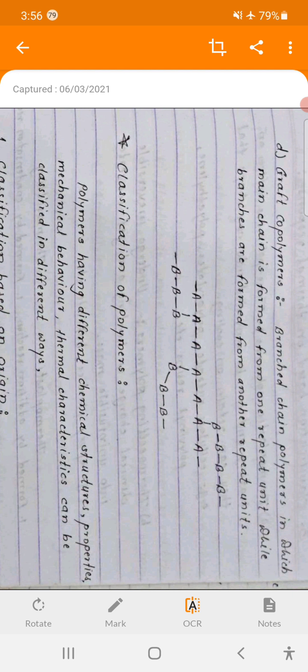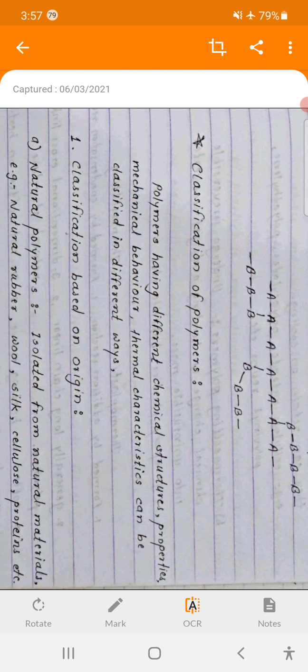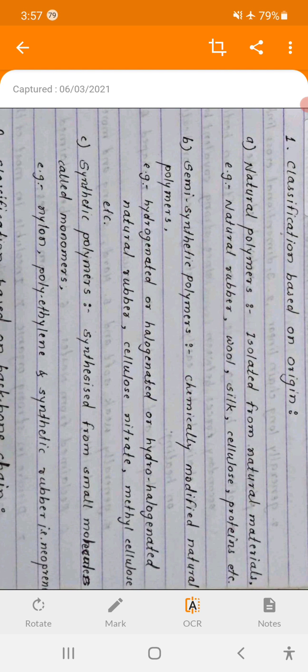This one is similar to grafting, that is, the backbone is the same and the branches are different, therefore these are graft copolymers. Then classification of polymers based on origin. Based on origin, polymers are classified as natural polymers, semi-synthetic and synthetic.